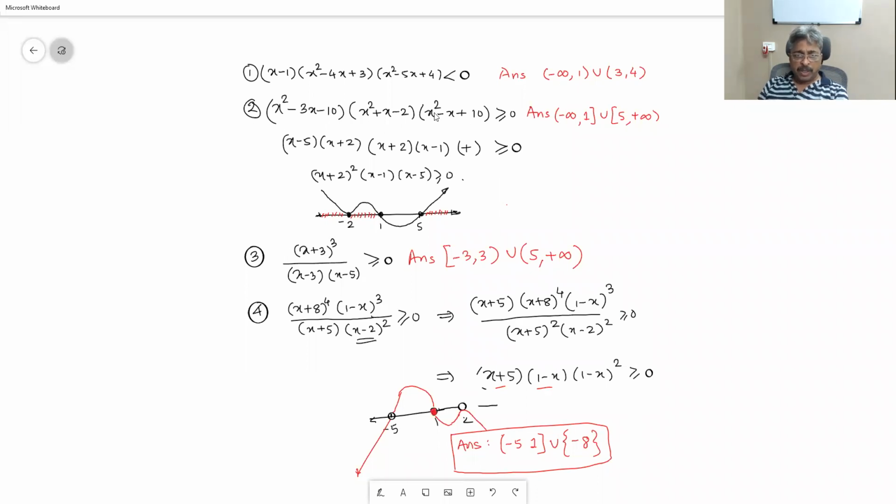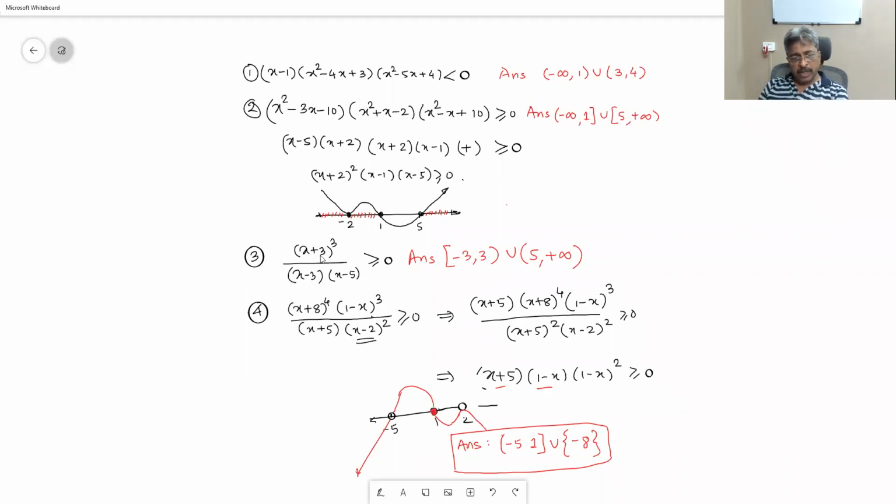In second problem, the last bracket is always positive. Therefore, we need not worry about it. First two brackets get factorized and it is the same as the earlier problem. Solution set is minus infinity to 1 inclusive, 5 inclusive to plus infinity.